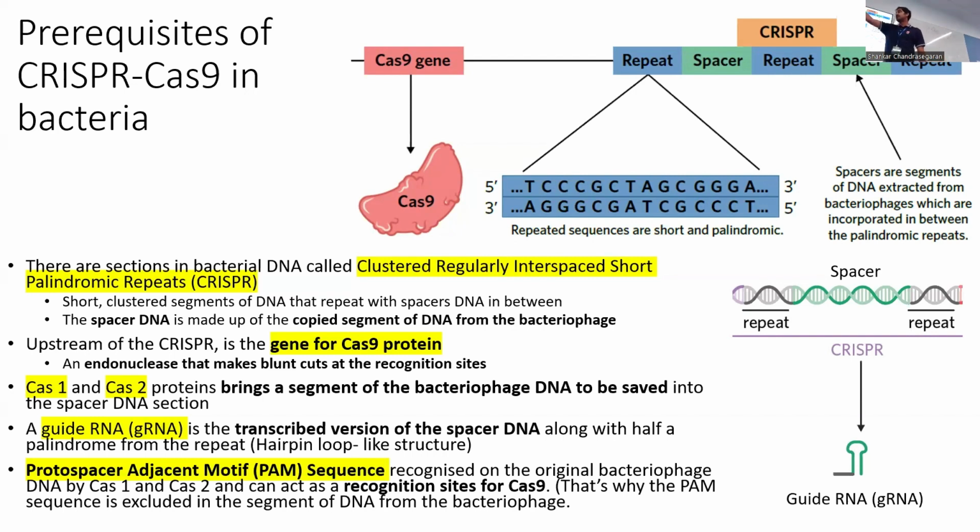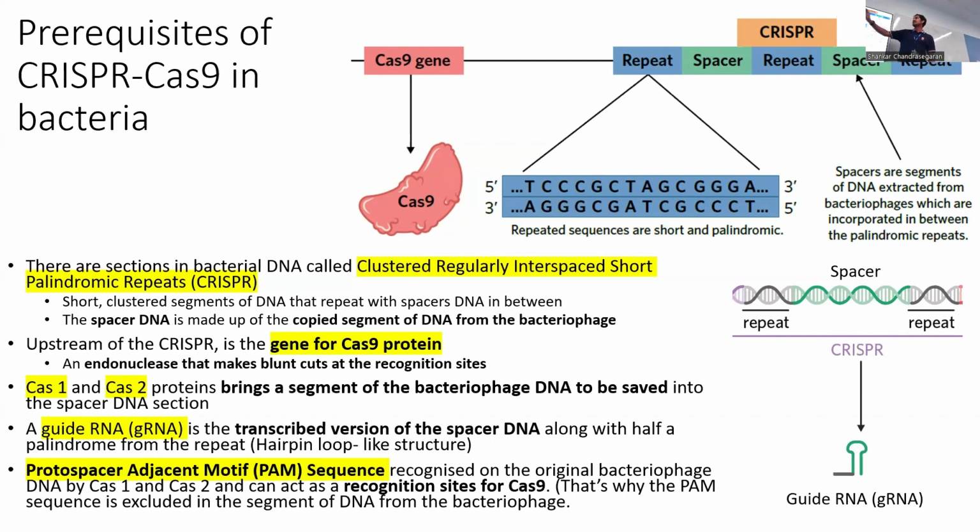So if that same bacteriophage comes back and attacks the bacteria, the CRISPR-Cas9 will use the spacer and look for that same segment of DNA in the attacking bacteriophage. And if it finds it, it will make a cut there. Upstream of the CRISPR is the gene for the Cas9 protein.